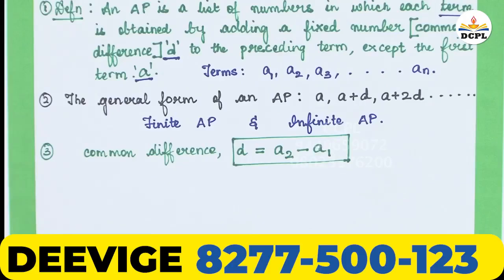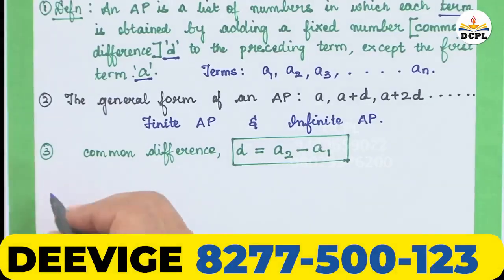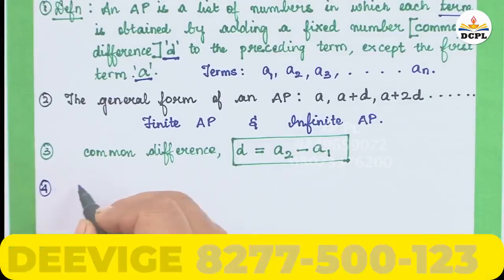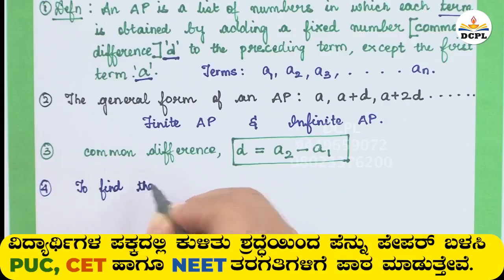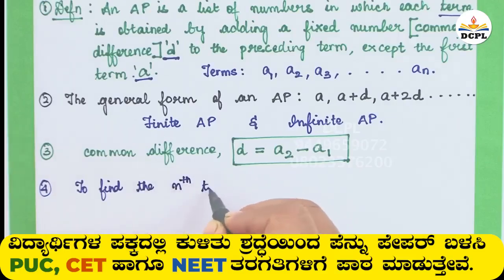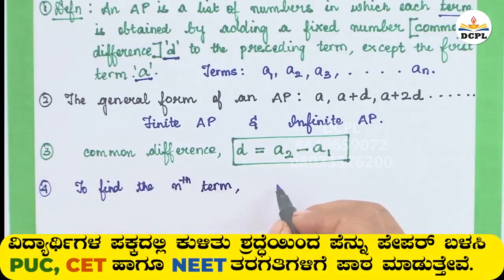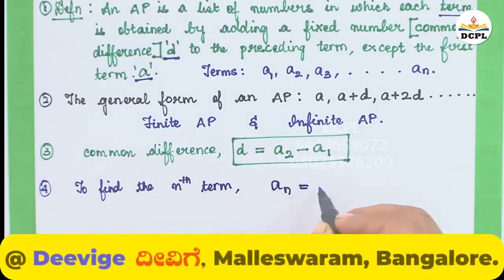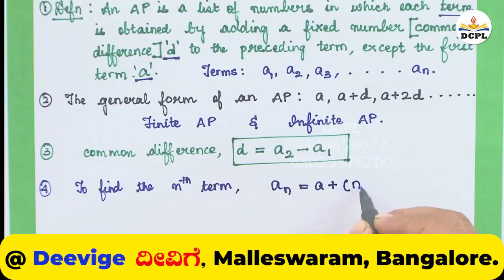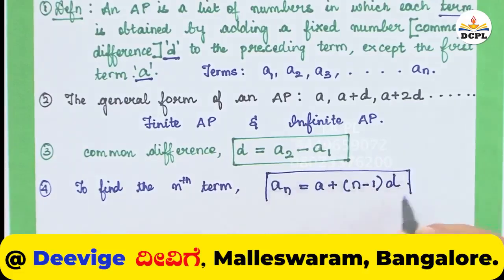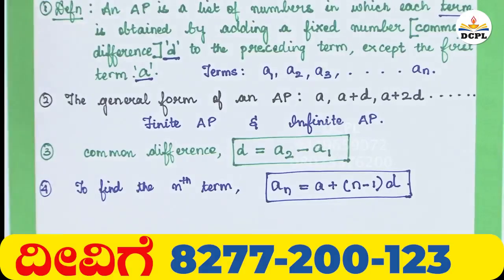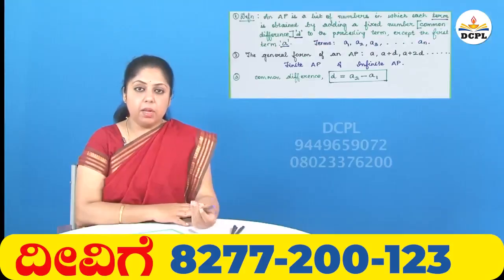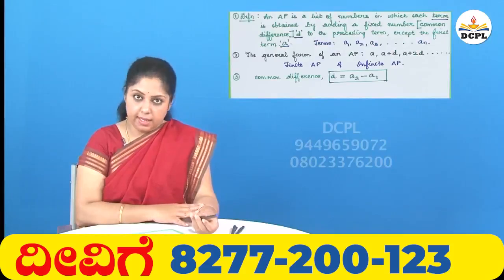The next concept that we studied was to find the nth term. So how do you find the nth term? An is equal to A plus n minus 1 into D. So this is an extremely important formula to calculate the nth term or the value of a term which is given for a particular arithmetic series.